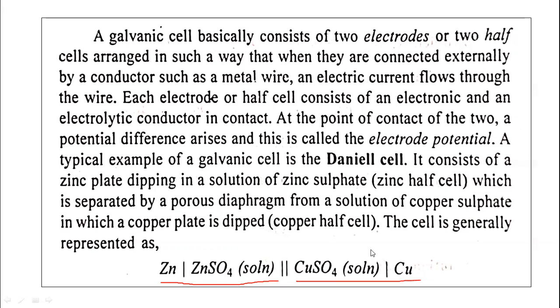Now the cell is represented here. So how can we read this cell? Zinc in contact with zinc sulfate solution on the left hand side, copper in contact with copper sulfate solution on the right side. Copper metal is dipped in the solution of copper sulfate. Zinc metal or zinc metal plate is dipped in the solution of zinc sulfate. So this is about the galvanic cell or electrochemical cell.